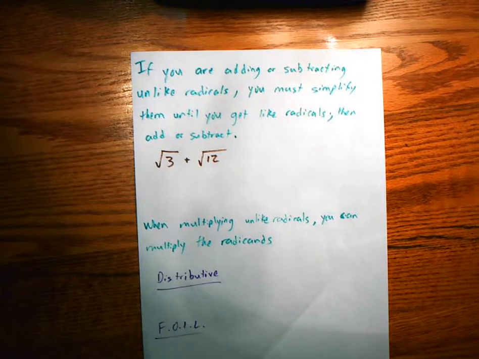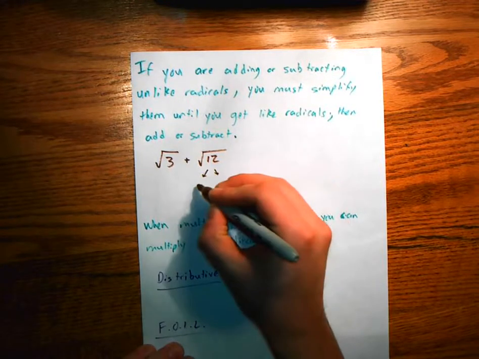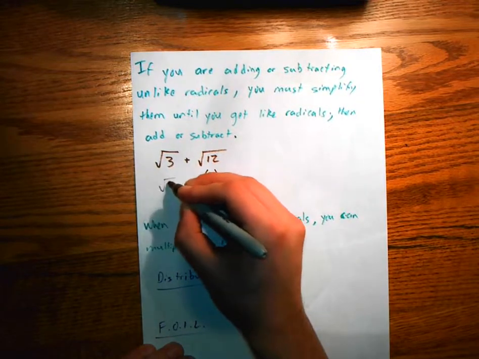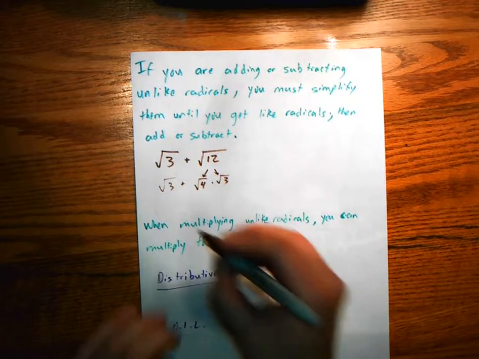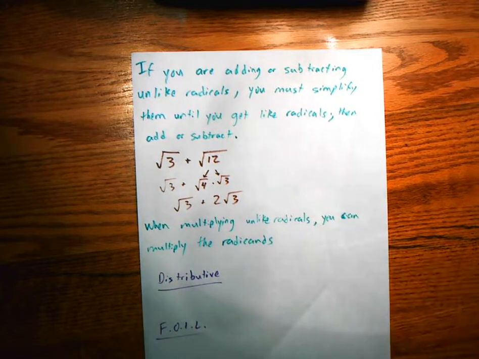So this is where we need to review back to our last section where we were finding perfect square factors of both of them. The square root of 3 cannot be simplified any more than it already is, but the 12 can be. And the square root of 12 simplifies to the square root of 4 times the square root of 3. Then the square root of 4 we can take because that's a perfect square, and that gives us 2 square roots of 3.